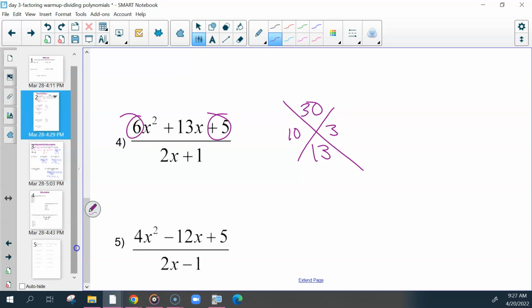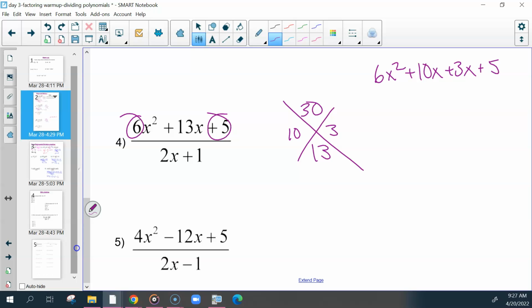Because this is one where a is not 1, we have to go through all of the steps, so we can't just put them into our factors. So rewrite it as 4 terms, 6x squared plus 10x plus 3x plus 5. Or if you want to switch those inside, you can.